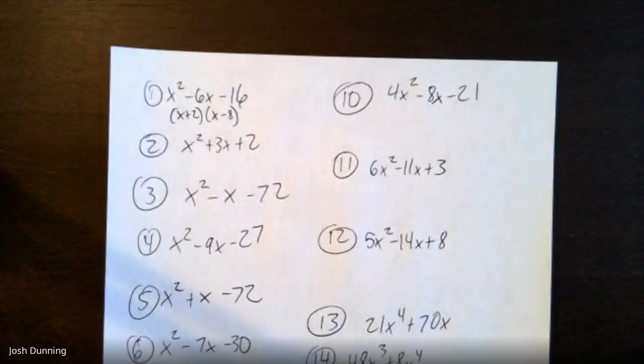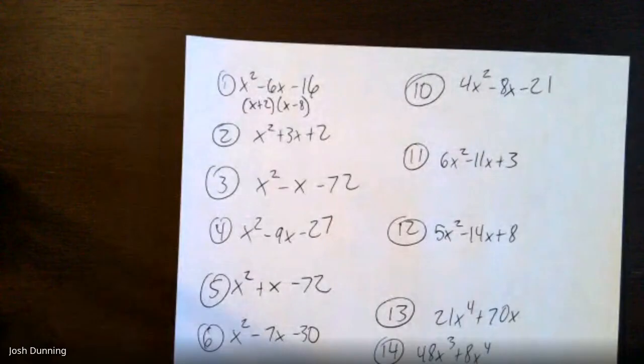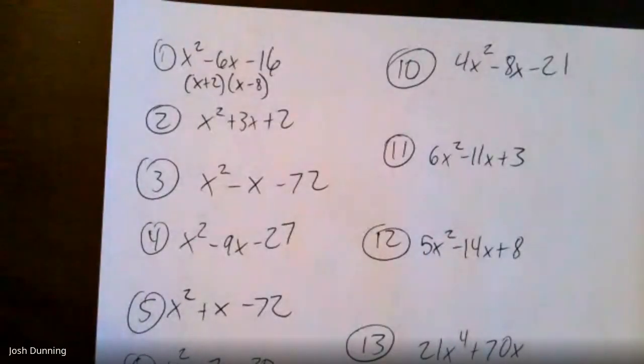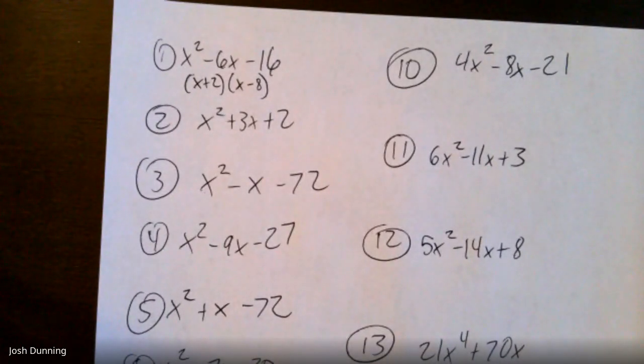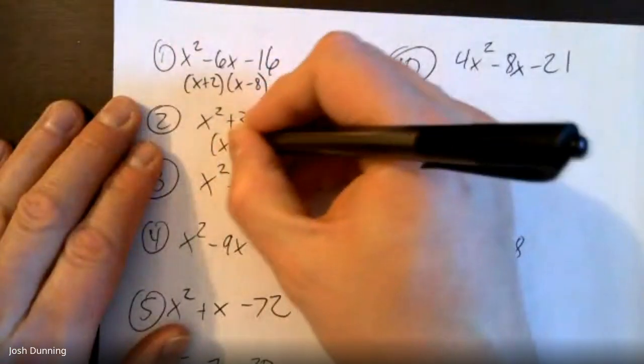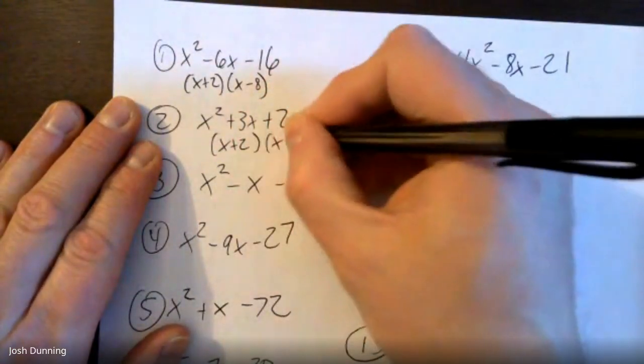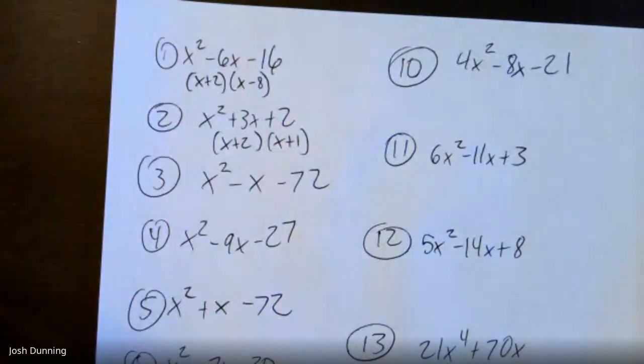Number 2, everything here. Let me try to get in closer here. There, that might be better. Number 2, the two numbers that multiply to 2 and add to 3, x plus 2, x plus 1.